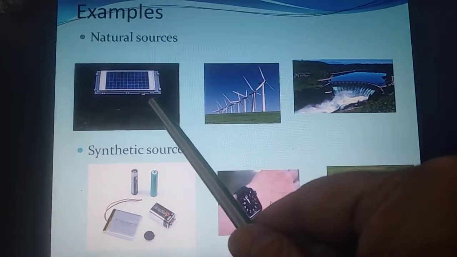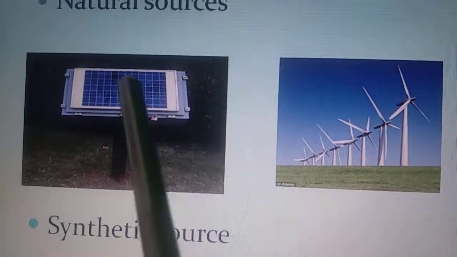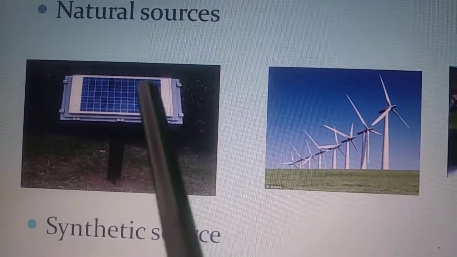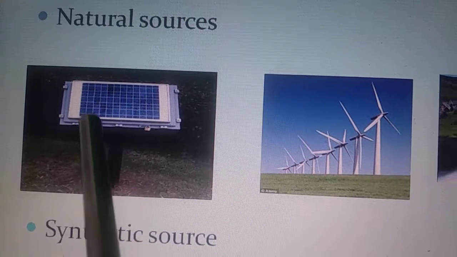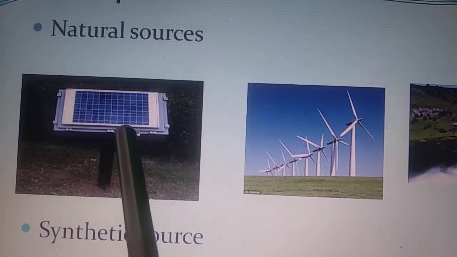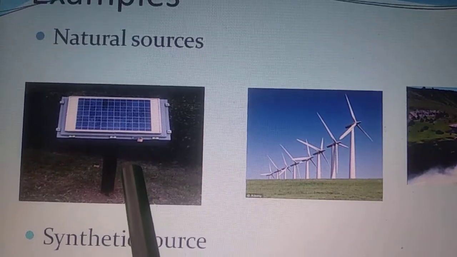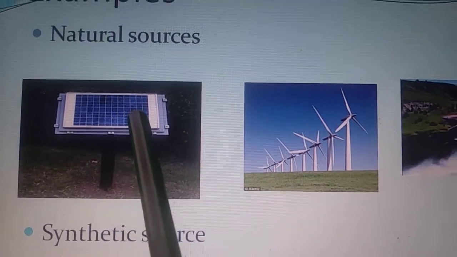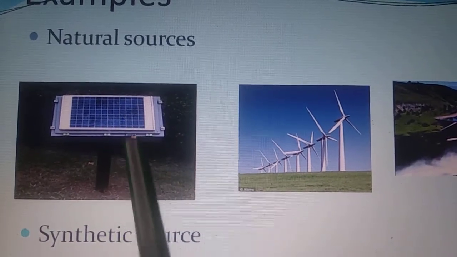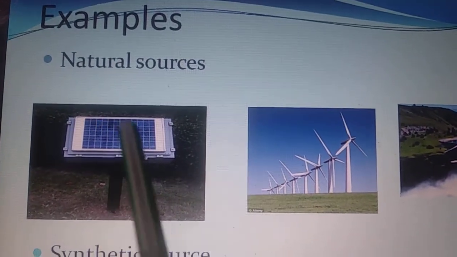Natural sources. What is this? This is a solar panel. The rays of the sun fall on the panel, and these rays, after undergoing certain processes, are converted into electrical energy. So we get electricity from the solar panel. Solar panels are used in water heating systems also. In street lights, solar panels are used. So it has many uses, and we are using the energy from the sun, and the sun is a natural source of energy.